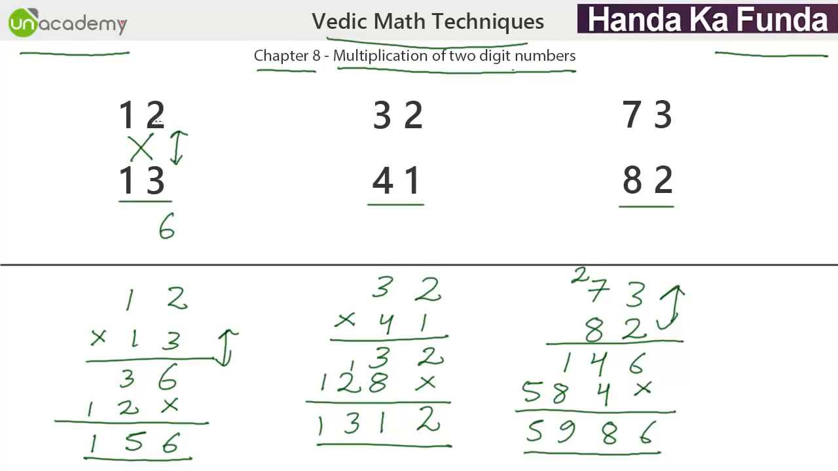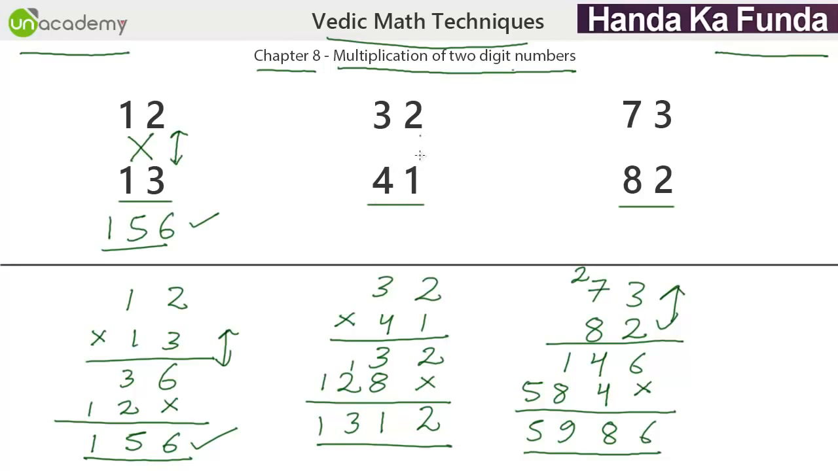1 into 2 is 2. So I got 3 and 2. What is the sum? 5. So write down 5. 1 into 1 is 1 and 156. As you can see, this was a lot faster. Let's just try it again. And we got the correct answer. We got 156 here. We got 156 here. So the answer is correct and this is faster.